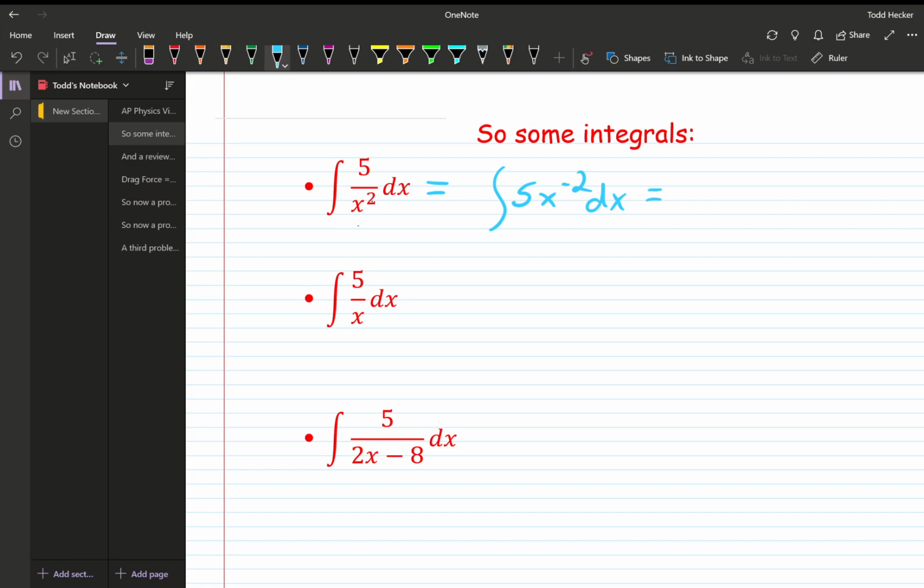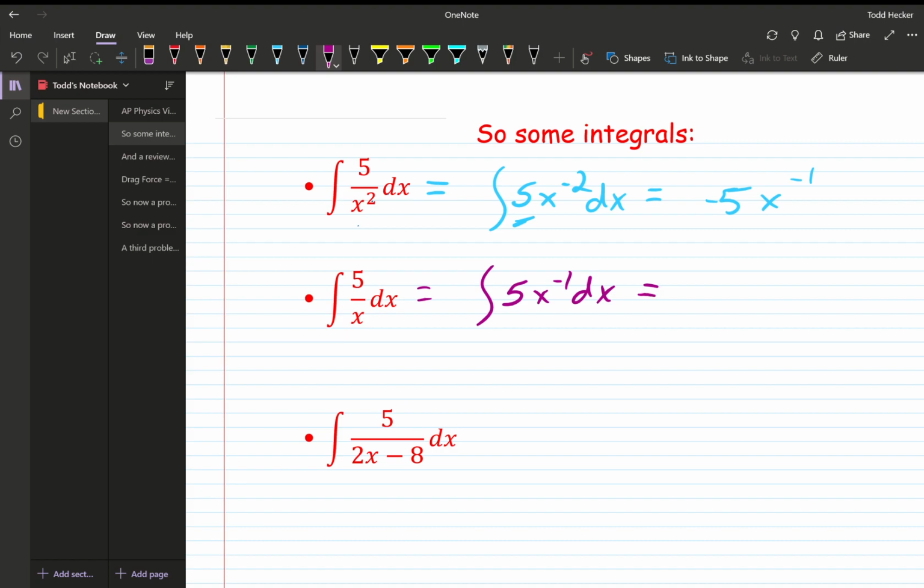So when I take my integral, my power has to go up by 1. So that's going to give me x to the negative 1. So then when I take the derivative of this, negative 1 times what is 5? So this has to be negative 5, right? Okay, so that's that first one. For the second one, this is the same as 5x to the negative 1 dx.